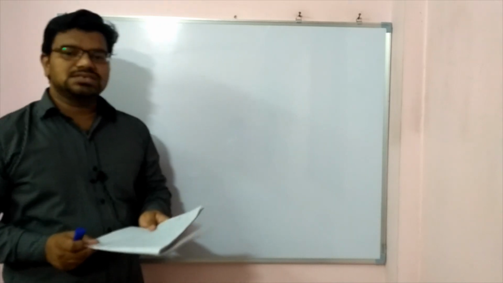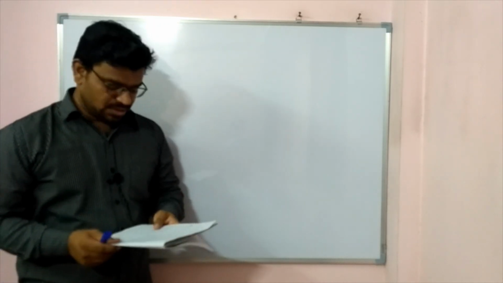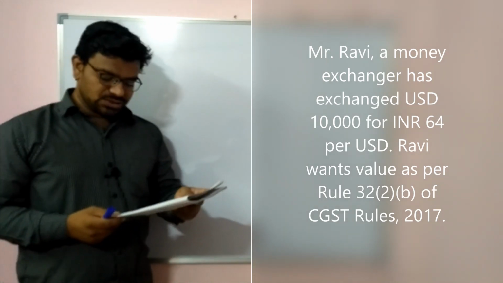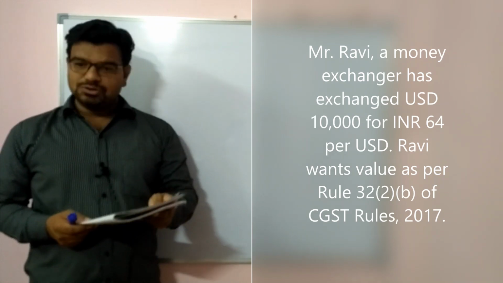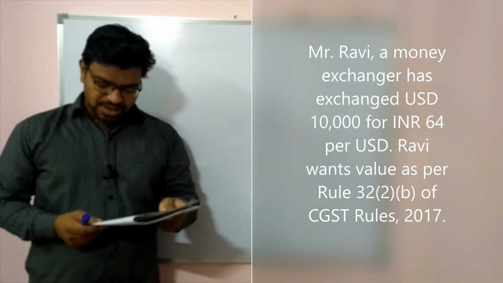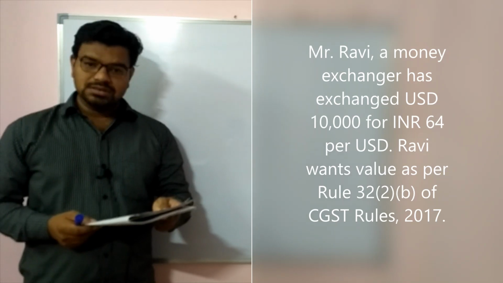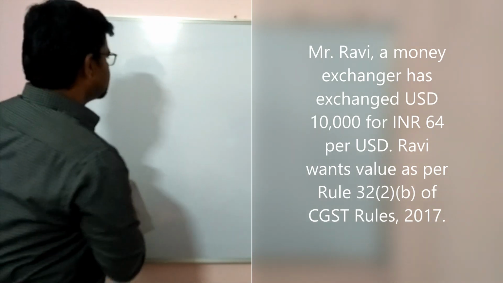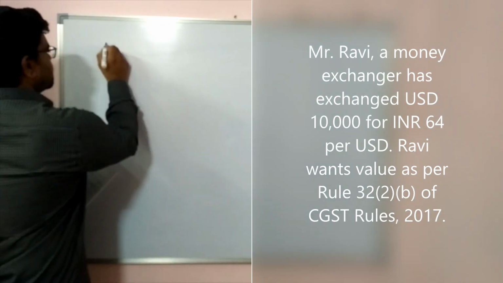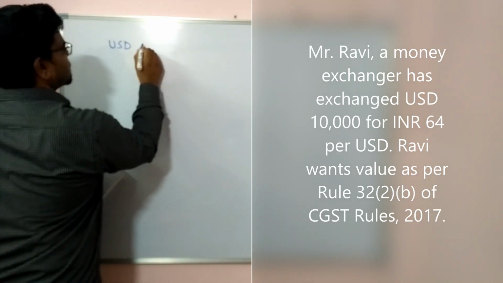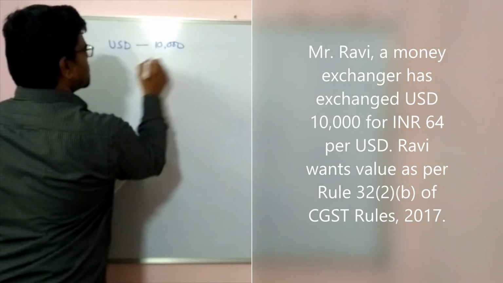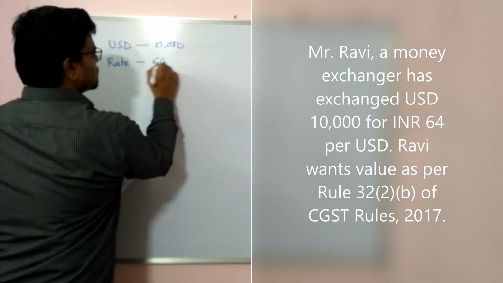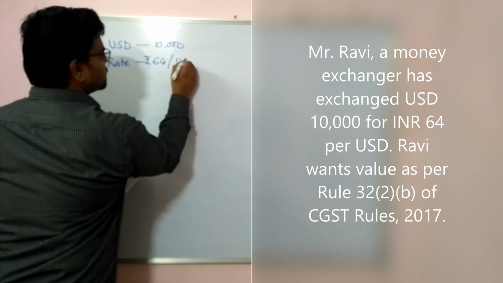This question was asked in CS Professional 2018. Mr. Ravi, a money exchanger, has exchanged US dollar 10,000 to INR at rupees 64 per dollar. Ravi wants value as per Rule 32(2) Part B of CGST Rules 2017. Now what is given in the question? I will see. US dollar 10,000 was exchanged and rate is also given at rupees 64 per US dollar.